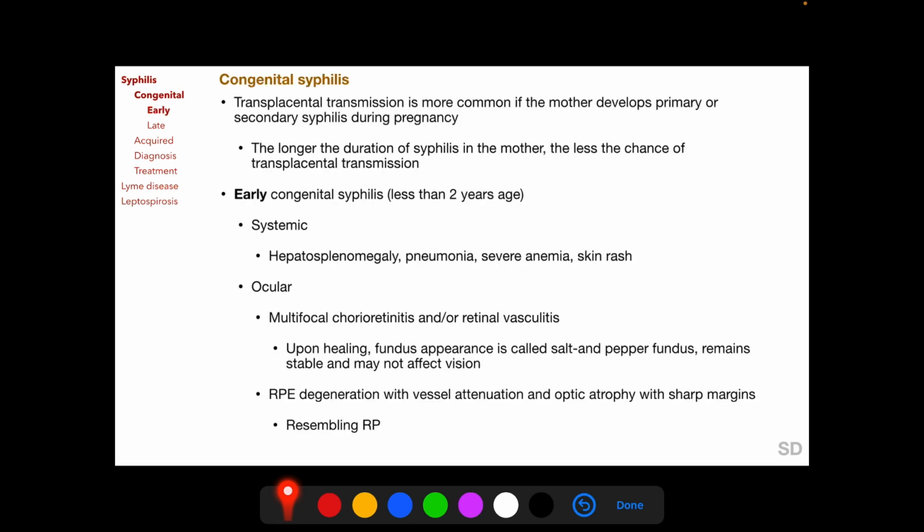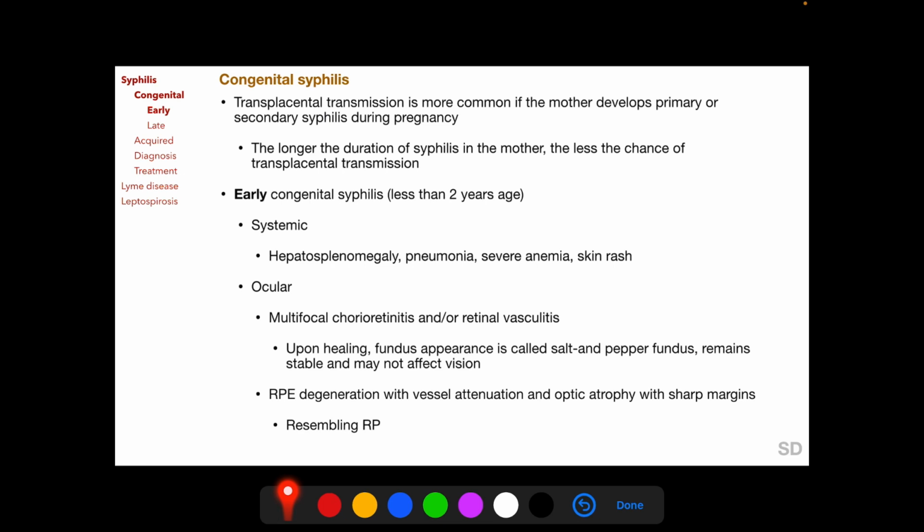So we will be discussing two forms of syphilis: congenital syphilis, starting early in life and due to transplacental transmission, and acquired syphilis, starting later in life and usually due to acquisition from a sexual contact. Congenital syphilis occurs from a transplacental transmission and is more common if the mother develops primary or secondary syphilis during pregnancy. So the longer the duration of syphilis in the mother, the less the chance of transplacental transmission to the fetus. And congenital syphilis can be early congenital syphilis or late congenital syphilis.